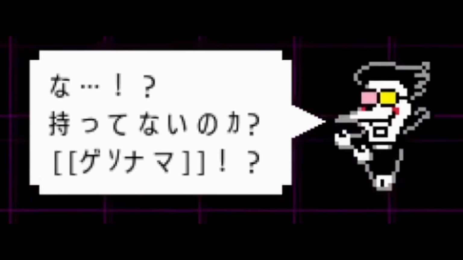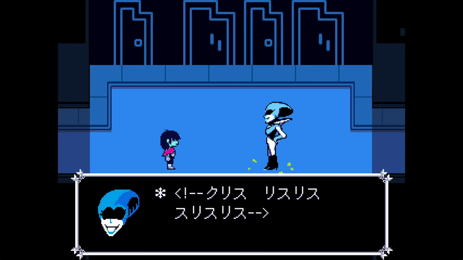Wacky stacks becomes gennama, an old slang term for hard stacks of cash. Crisscross applesauce becomes kurisu risu risu risu risu, which doesn't really mean anything. She's just playing around with the sound of Chris's name.